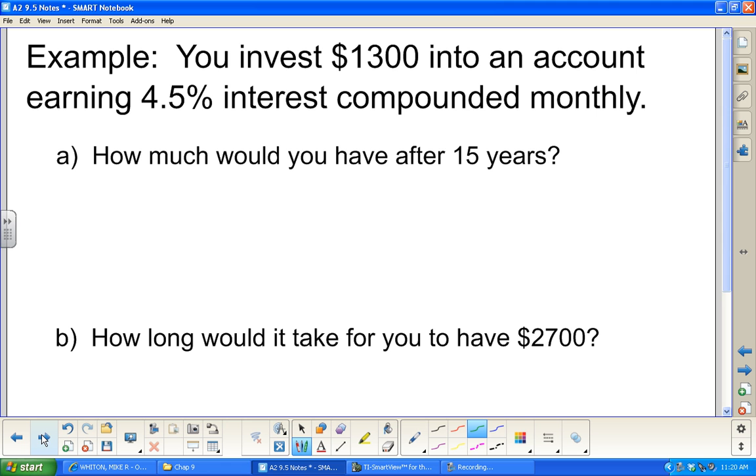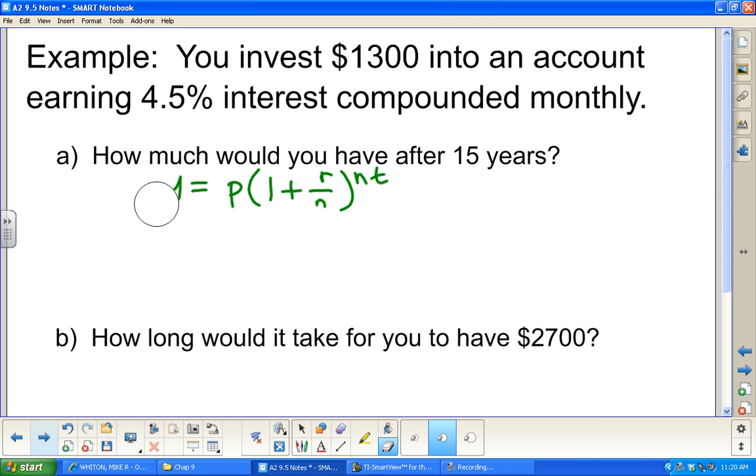Okay, so again, we know our formula. Y is going to be the ending amount. It's always going to be the principal times 1 plus r over n to the nt. And I guess instead of calling it y, we had called it A here. The A just stands for the amount, the ending amount. So in the formula, our principal, we started out with 1300.